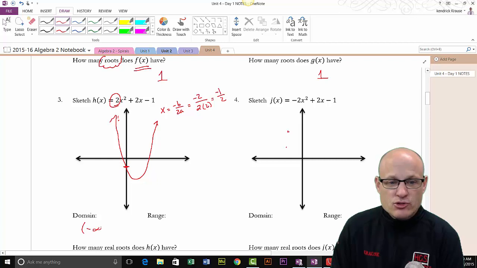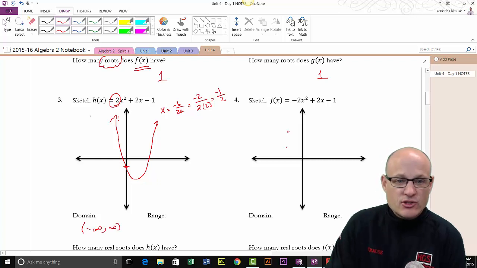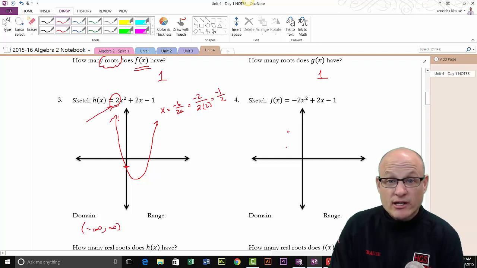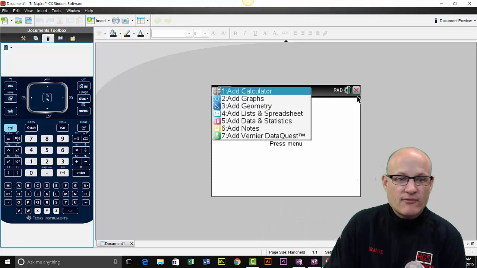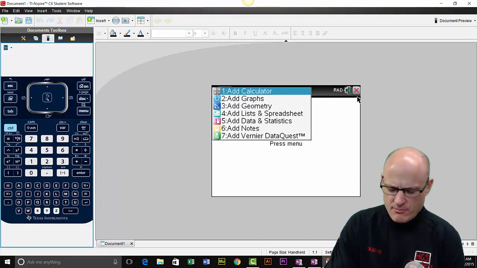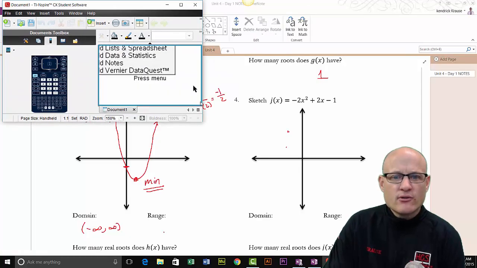Domain for parabolas, and you should have known this was a parabola because it had just one single x squared there. The domain for parabolas is always negative infinity to positive infinity. The range is from whatever this low minimum, this vertex, is. Now, in order to actually figure out what that is, I might have to come over here to my graphing calculator. And in order for you to be able to see this and not my bald head, let's do this.